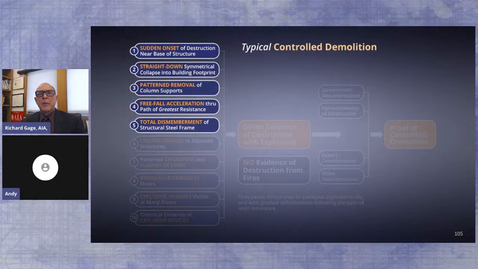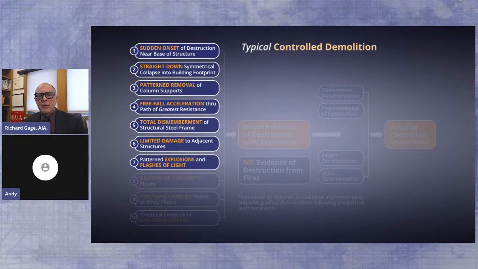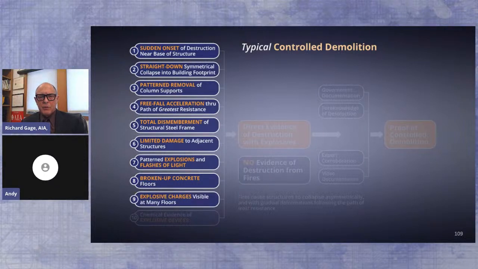So we have total dismemberment of the structural steel frame. That's the whole idea, to bring structural high-rises down by controlled demolition. And there's limited damage to adjacent structures, of course. That's one of the goals of controlled demolition. There's patterned explosions heard by witnesses, flashes of light seen by them. The concrete floors are broken up, typically. They don't want to have to go back there and jackhammer that, so they'll break up those floors so that they can ship it away.